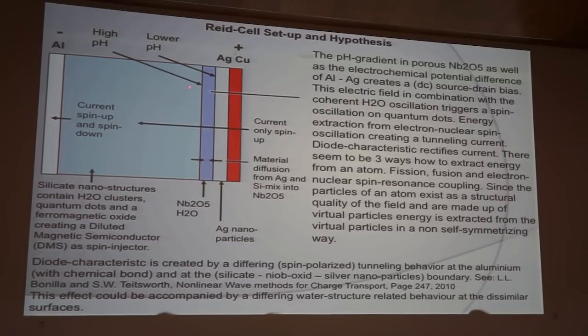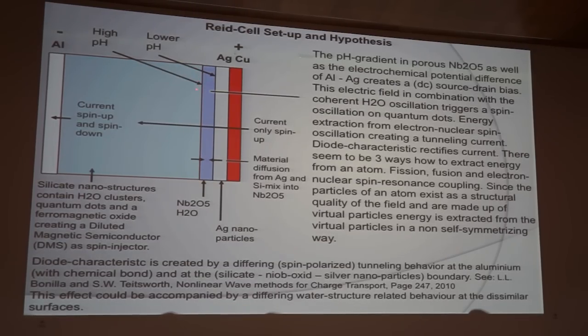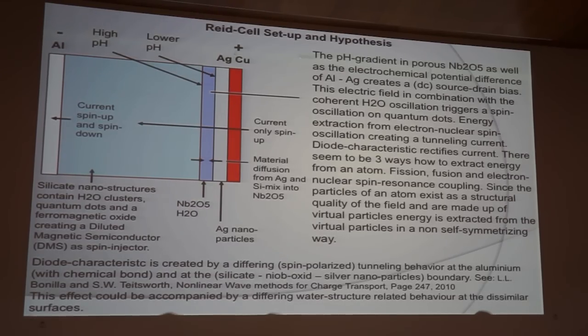Another issue is the pH gradient on the left side of the niobium oxide and on the right side of the silver. I'm not going into that now in too much detail because it's a complex topic. The pH gradient in the porous niobium oxide, as well as the electrochemical potential difference between the aluminium and silver, creates a DC source drain bias.